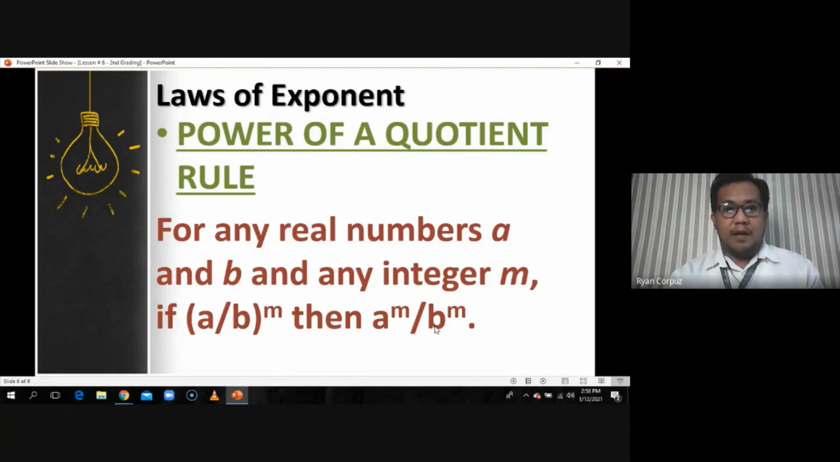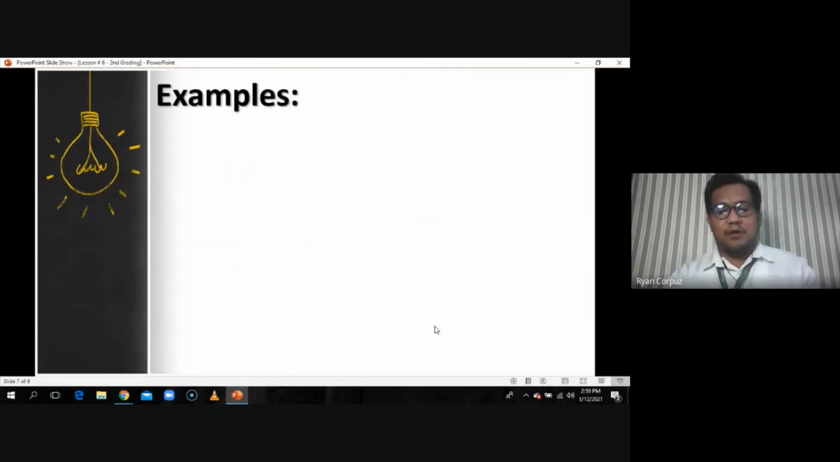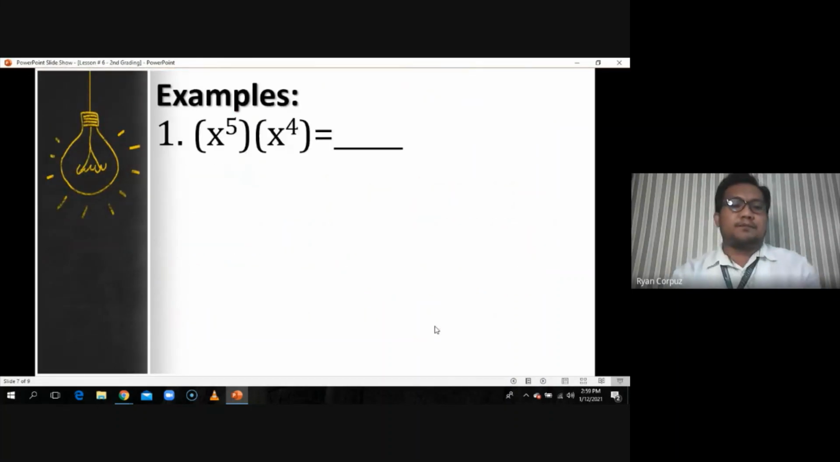Now, to understand the different laws of exponent even more, let's apply them through examples. So, what is the application of the laws of exponent? Let's have example number 1. We have here x raised to 5 times x raised to 4 is equal to what?